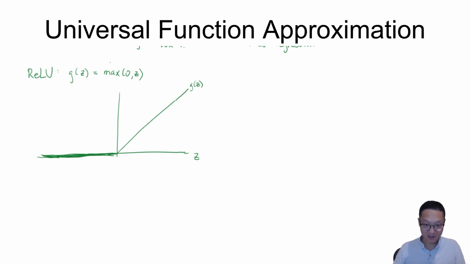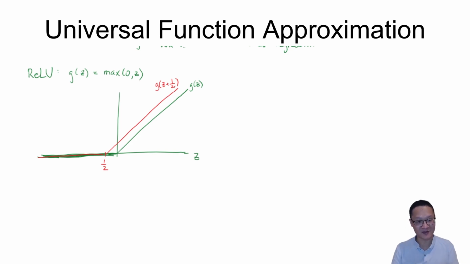So now we can actually move the function left and right a little bit. For example, if you want to move the function left a little bit, let's say by 1/2, then we will have a function that looks like this. So this would be G of Z plus 1/2. Hopefully you remember from high school that when you replace the variable with the variable plus something, that's a translation to the left.